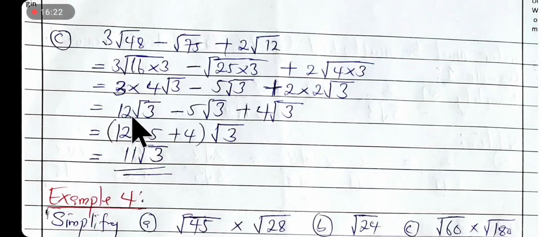Then look at this: it is root 3, this is root 3, this is root 3. So they are similar, so we can pick any one of them and treat their rational part. So 12 minus 5 plus 4 is what we have here, root 3. 12 minus 5 plus 4 is 11 root 3. So 11 root 3 is what we have right now.